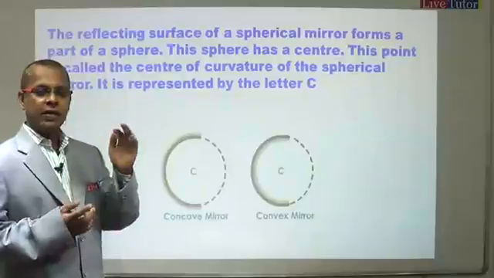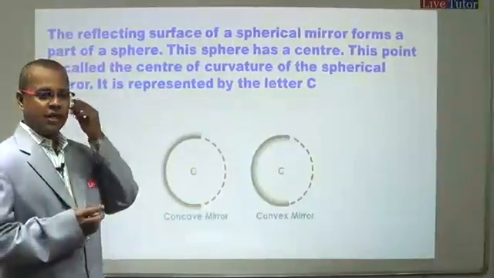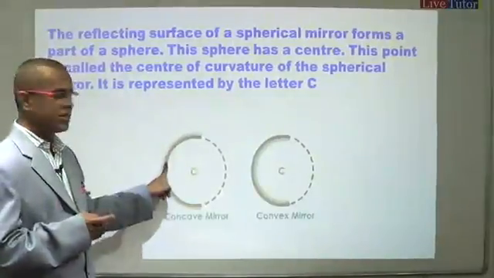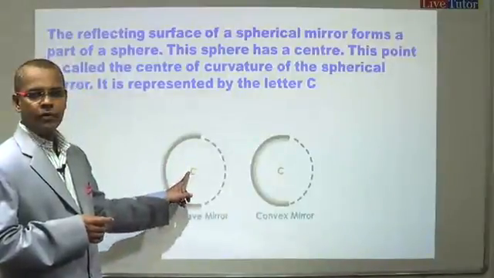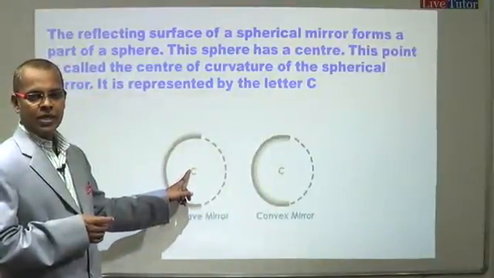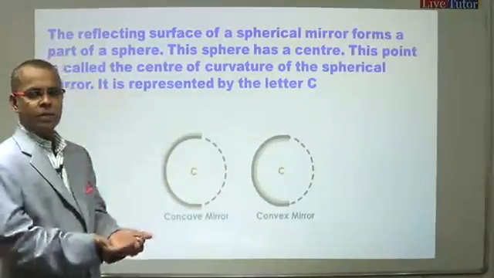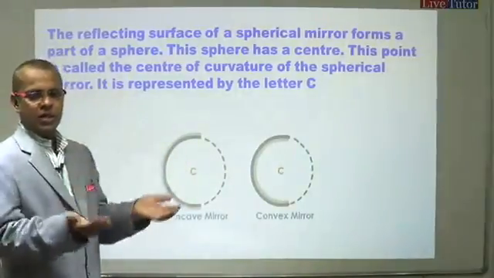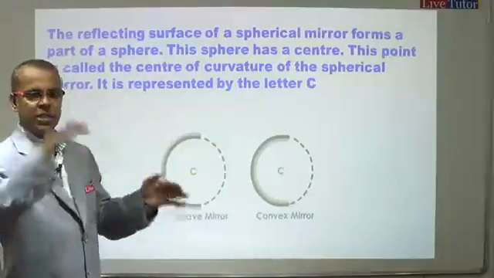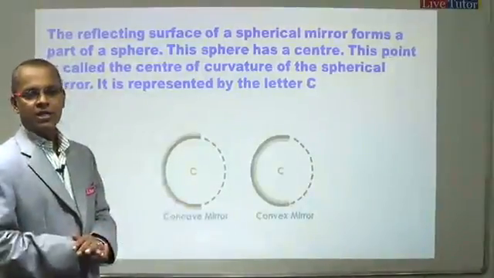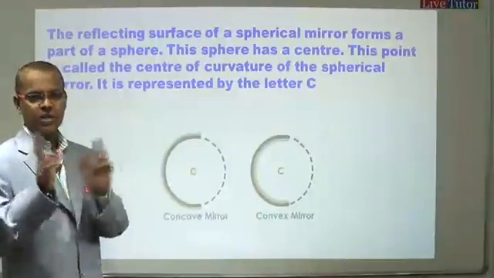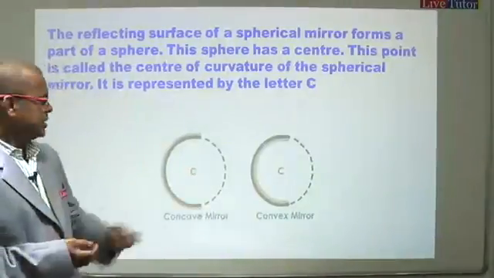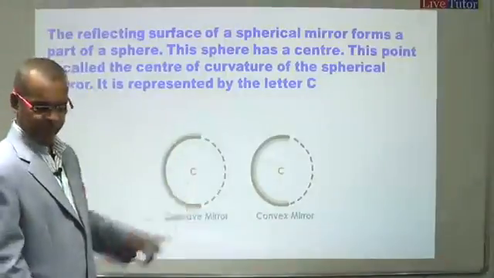Now we have seen two center points. The center point of the reflecting surface is called the pole. The center of the sphere from which the spherical mirror is formed, of which the reflecting surface forms a part, is called the center of curvature. This difference you have to remember. And this is represented by the letter C.